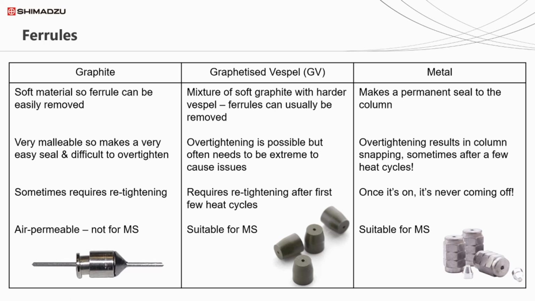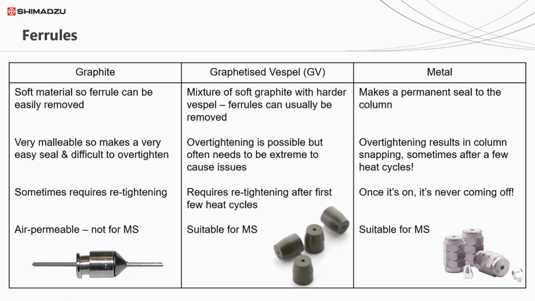Graphite is very soft, so the ferrule molds easily to form a tight connection, and over-tightening slightly poses minimal risks. The great thing with these is that they stay in place once they've been tightened onto the column. They can be removed, but won't slide up and down the column of their own accord.